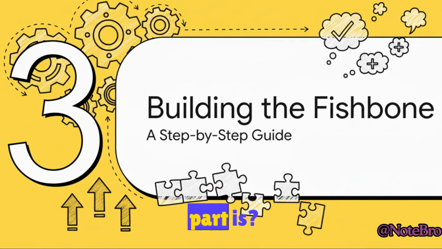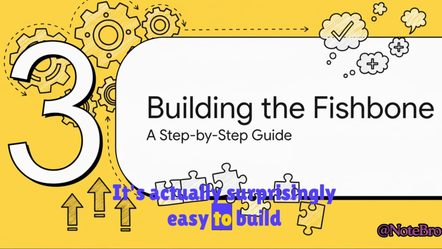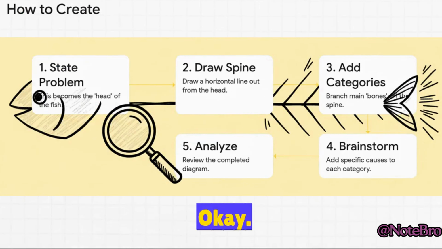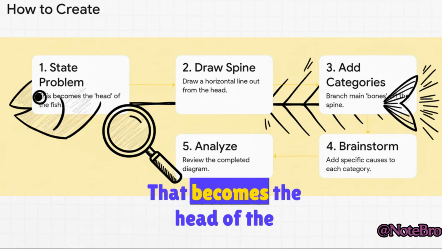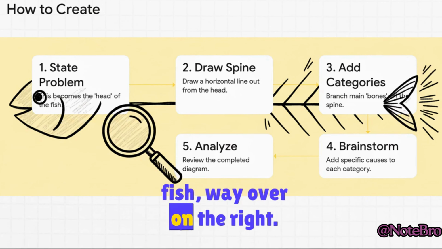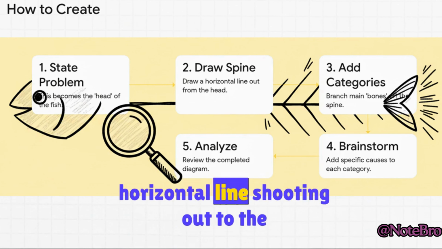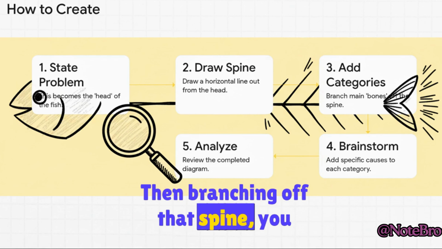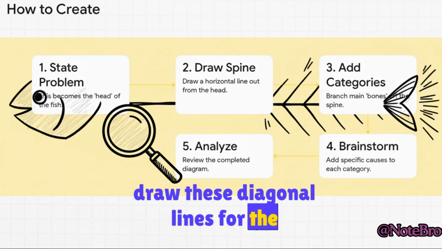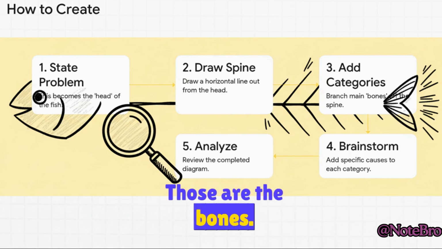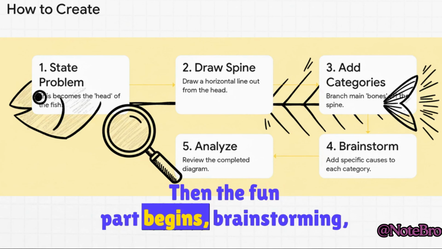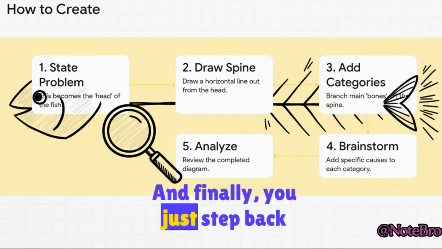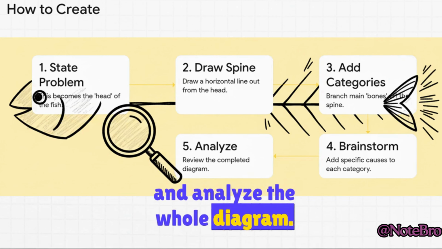And you know what the best part is? It's actually surprisingly easy to build one. Seriously, let's just walk through the steps right now. Okay, so it all starts with your problem. That becomes the head of the fish, way over on the right. From there, you draw a long horizontal line shooting out to the left. That's the spine. Then, branching off that spine, you draw these diagonal lines for the main categories of causes. Those are the bones. Then the fun part begins, brainstorming, where you add all your specific ideas to each bone. And finally, you just step back and analyze the whole diagram.